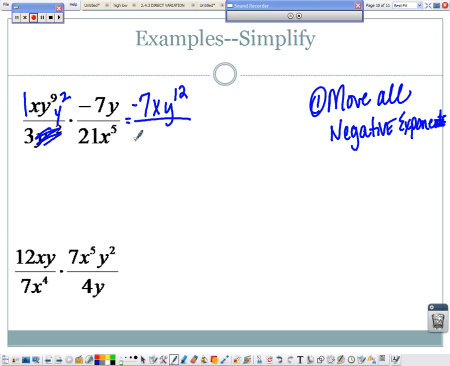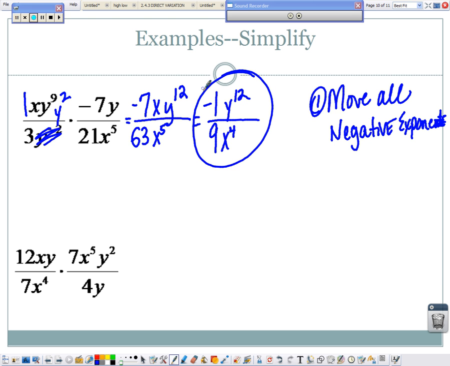Next one, 3 times 21 is going to give me 63. And the only thing I have is an x to the 5th. Okay? So we have to simplify our coefficients, and negative 7 over 63 is going to give me a negative 1/9. X over x to the 5th, remember I have to subtract those, and I always view it as I got more x's on the bottom. So that's where my x's need to end up. And the top gives me y to the 12th.